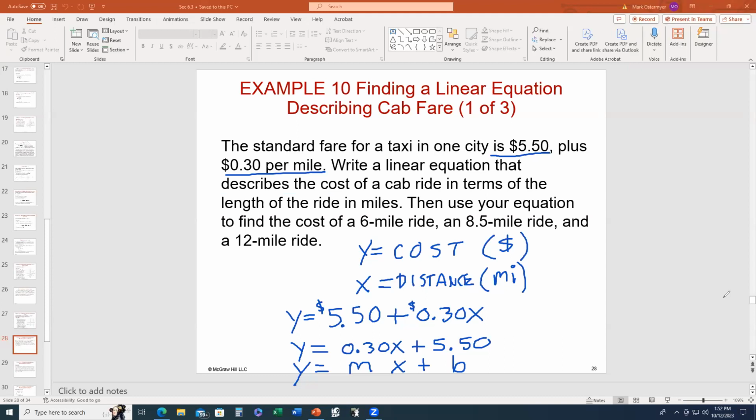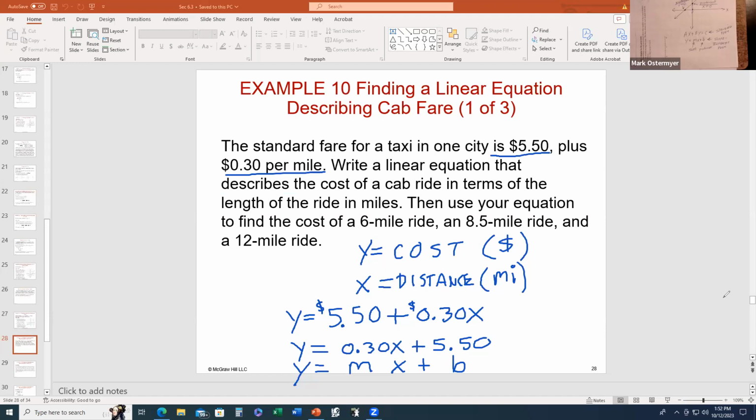Cost per mile. Yeah, it's the cost per mile. It's the fact that we're going to be charged 30 cents, or 30 hundredths of a dollar, for every mile we drive in this cab. It's a rate of change, ladies and gentlemen, of cost per distance. Slope is a rate of change. In this case, the rate of change of cost per distance we drive.